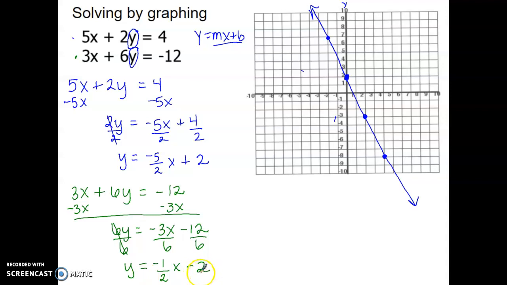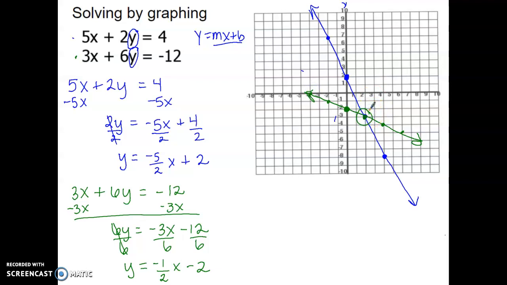So this time, this line is going to start at negative 2. So right here, that's my starting point. And then my slope is negative 1 over 2. So down 1 over 2. Down 1 over 2. Look at that. We just found where they crossed. Down 1 over 2. Or remember, you could go up 1 and back 2. And then when we draw the line, we see where they cross is right here.